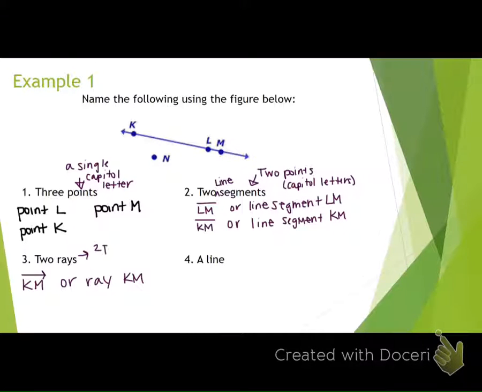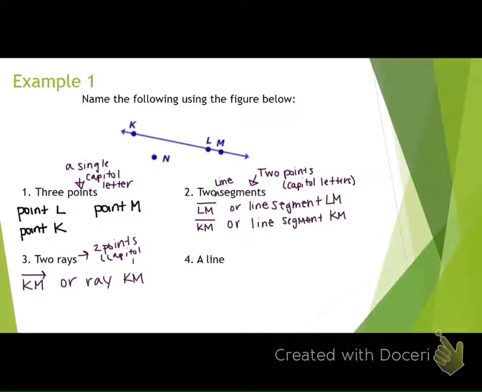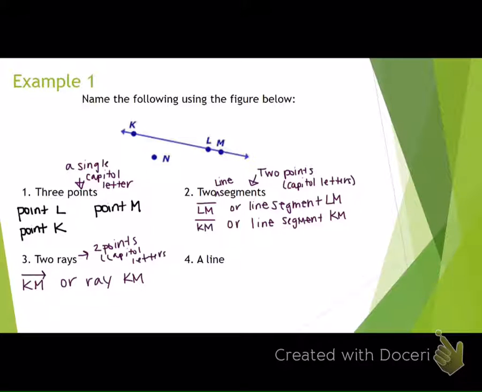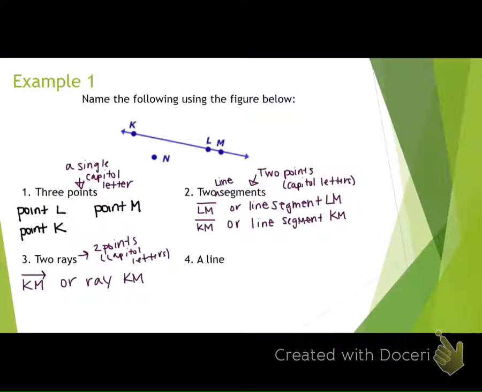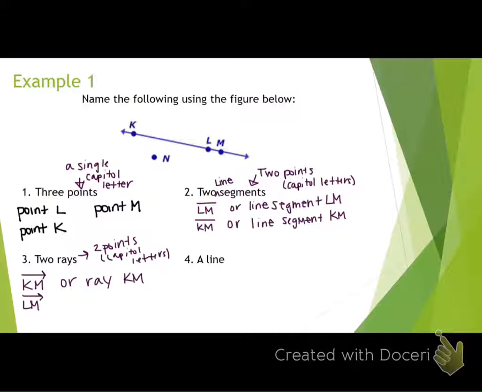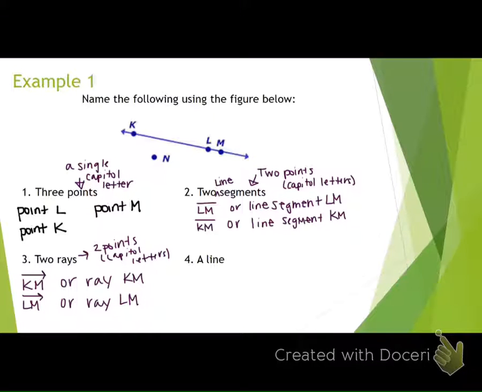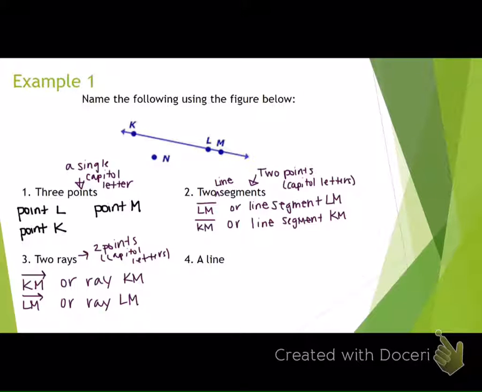So it should be 2 points, which are capital letters. Paige, give me another one. LM. And its hat is going to have an arrow on it. I'm just going to call it a hat. That's not really the right name for it, but that's what it looks like. Questions on the labeling of 1, 2, 3? What questions do you have for me so far?